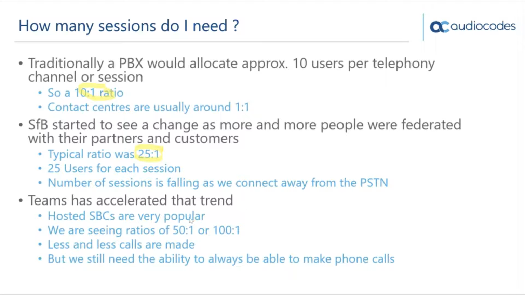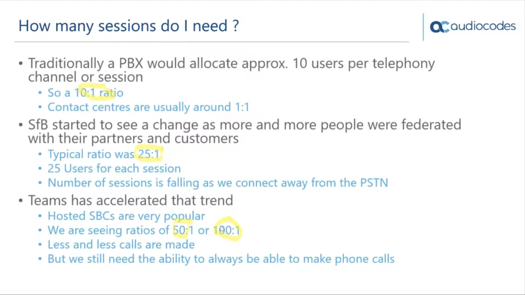So what we're seeing now across quite a wide sample range, because we've got lots of customers with lots of SBCs with many thousands of sessions deploying direct routing, we're seeing ratios of typically 50-to-1, and in some cases it's going up to 100-to-1, which is a tiny number of sessions. So if you've got 1,000 people in an organization, you just need 10 sessions. That's a very small number of telephony calls every day.